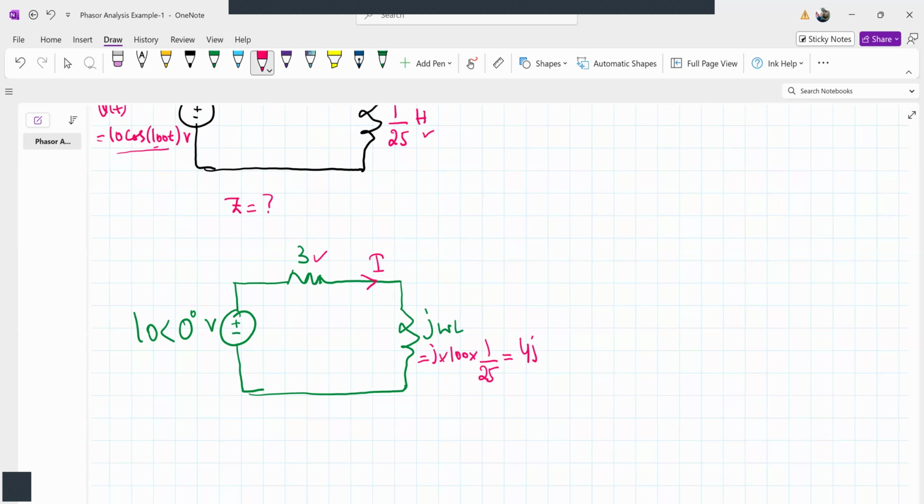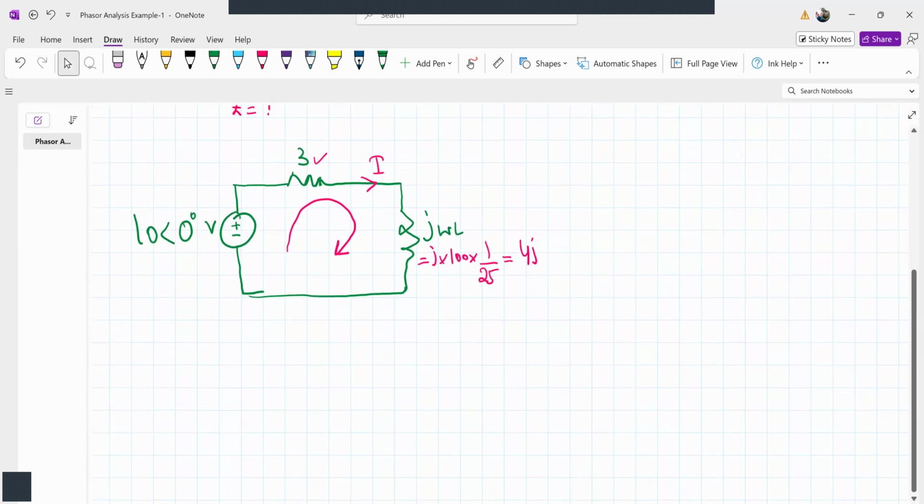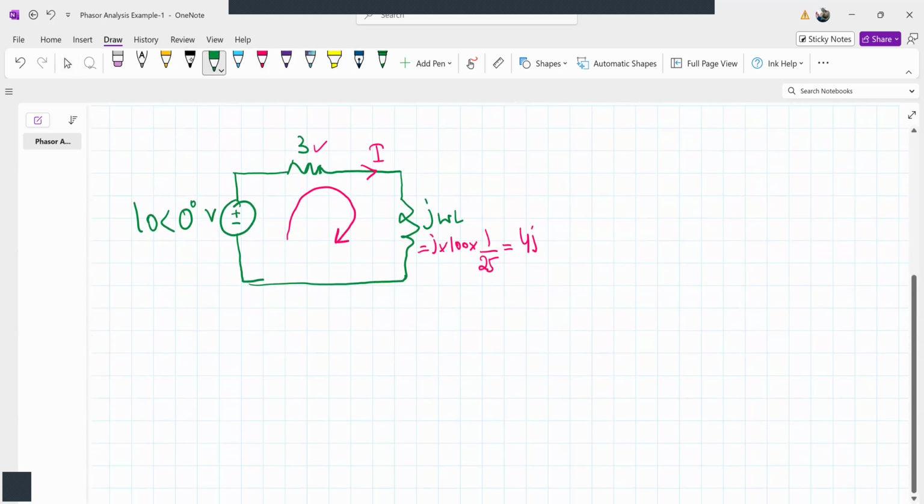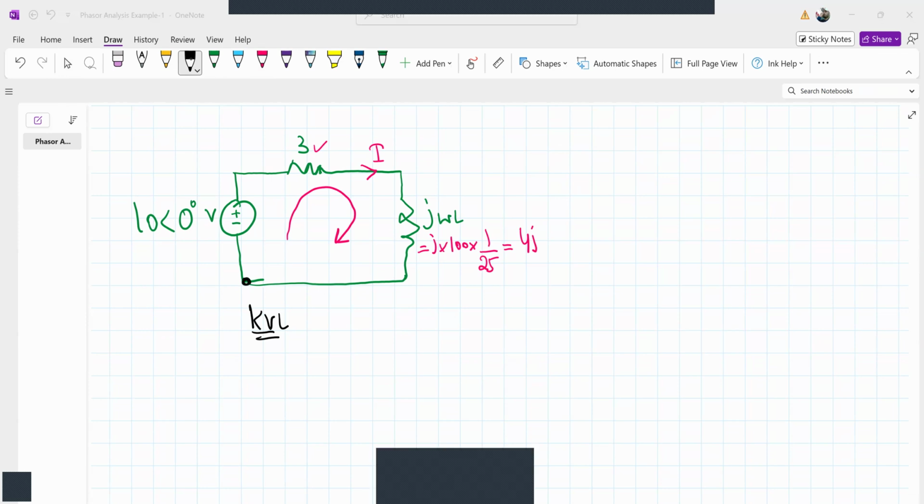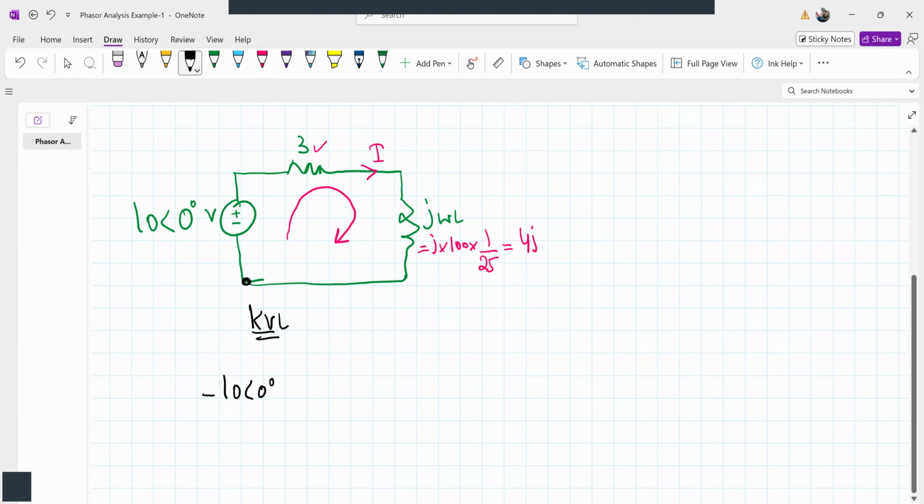So we'll apply KVL in this loop in order to obtain the I phasor current. Let's write the KVL. We start from this point. We encounter first minus 10 at an angle of 0, plus then we encounter the resistor. Resistor impedance is 3 multiplied by current, this is the voltage drop in resistor, plus the voltage drop in inductor will be 4j times I. 4j is the impedance. This will be equal to 0. Sum of voltage drops around a loop is equal to 0.